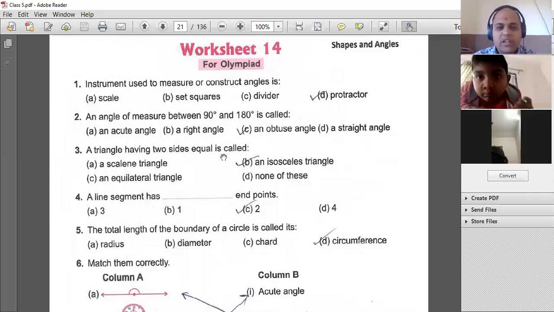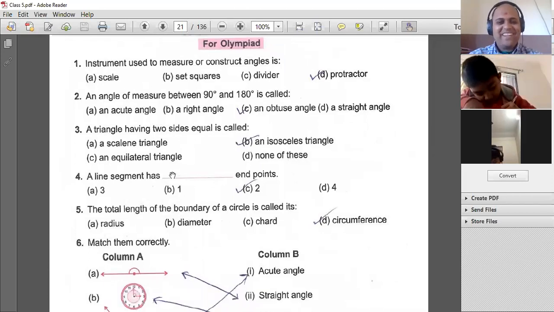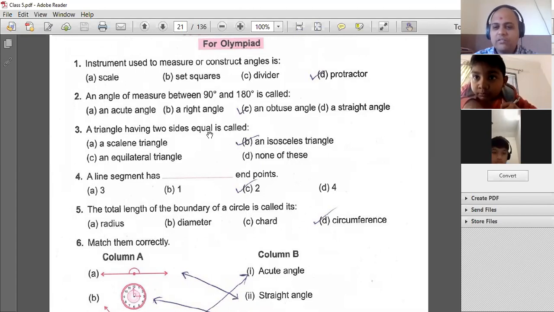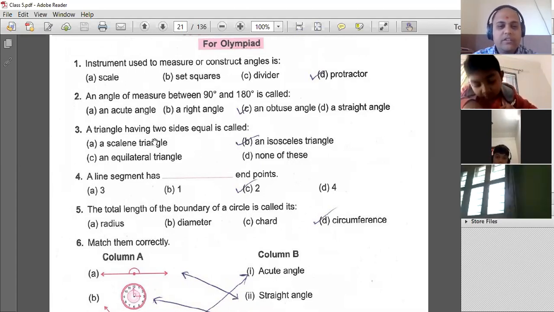Correct? Yes, the instrument used to measure or construct angles is called a protractor, right? Not the tractor, right? Come on. An angle of measure between 90 degrees and 180 degrees is called which one? Acute, obtuse, or straight? Obtuse angle, very easy, right? A triangle having two sides equal, okay, don't worry about this one, we will be taking this one up.